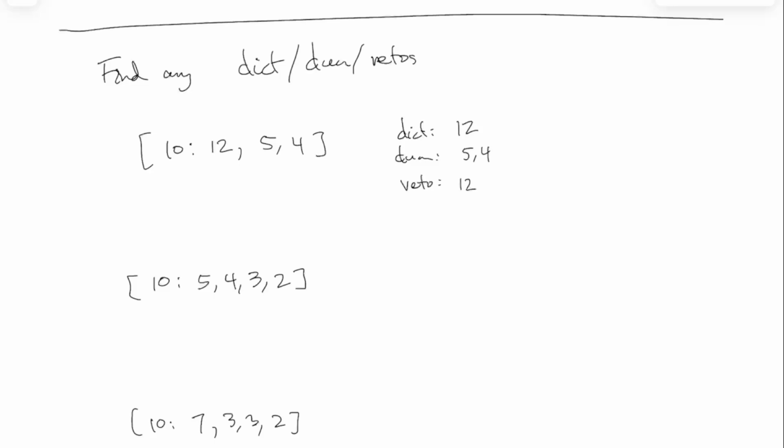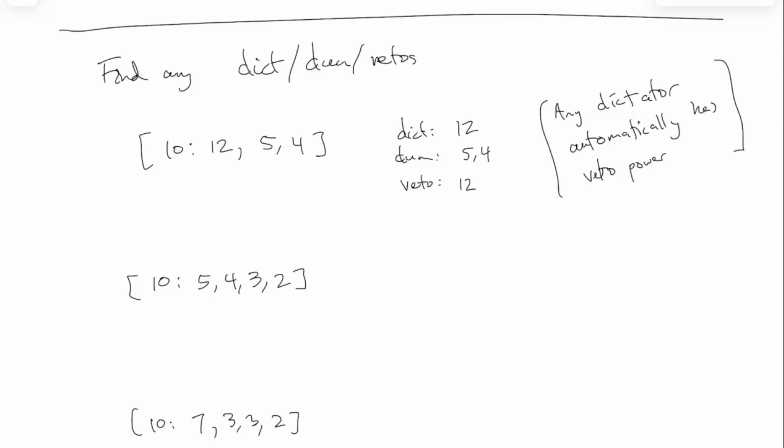So this is actually a general fact. Any dictator automatically has the veto power. So if you ever have a dictator, then they also automatically have veto. All right, pretty much everybody said that.